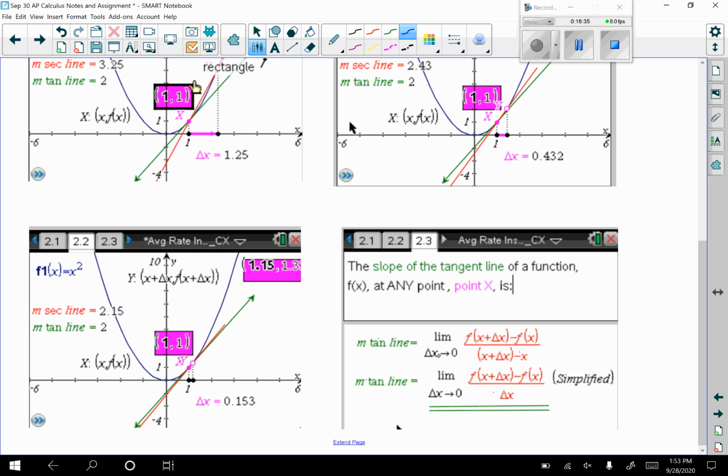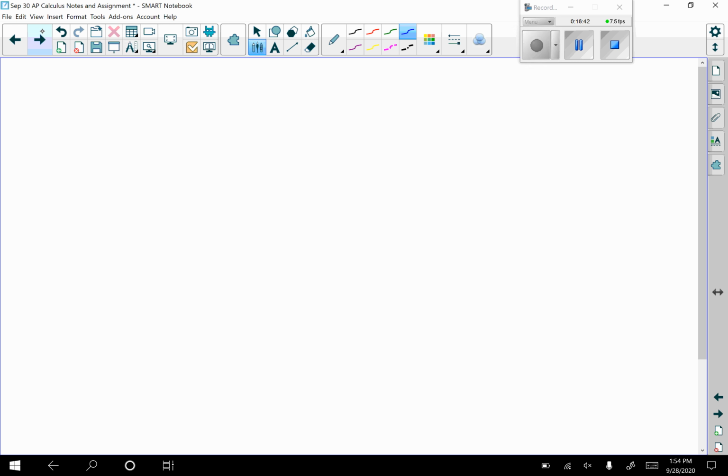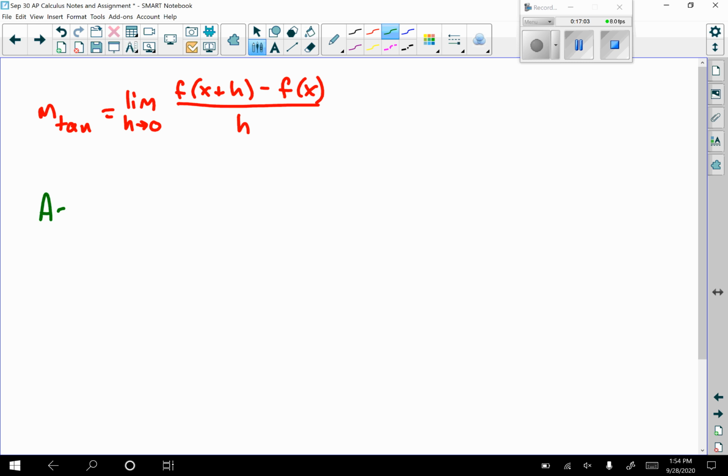So here, rather than using x and h, they used x and delta x. But this would still be the same as h approaches 0. So just to show this here, the slope of the tangent line is the function for the average rate of change, but as we take the limit as h approaches 0. So we could say as h approaches 0, the slope of the secant line is going to approach the slope of the tangent line.